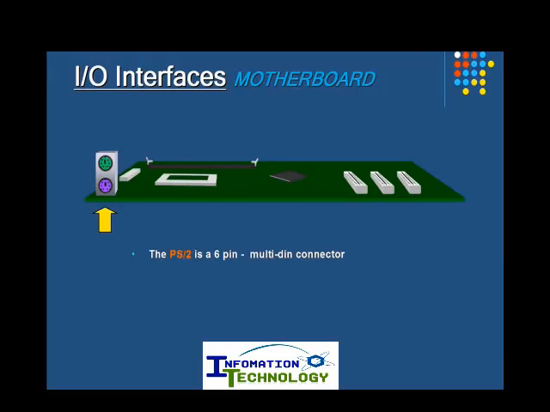One connector is for plugging in the mouse. This is the green PS2 slot. And the other is for plugging in the keyboard, which is the purple slot. But PS2 connectors are an older technology and are slowly being phased out in favor of a USB port.